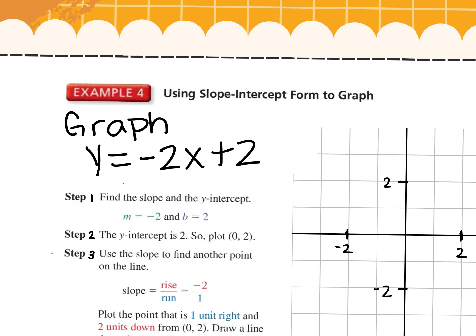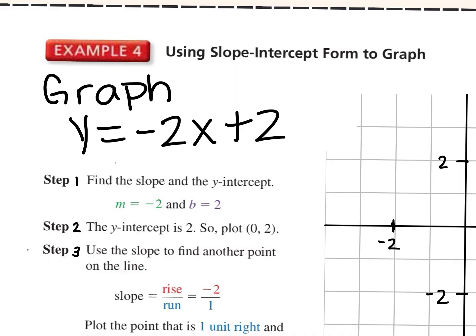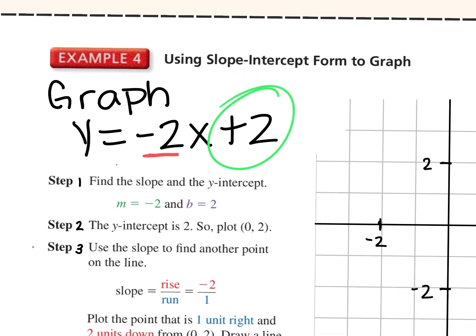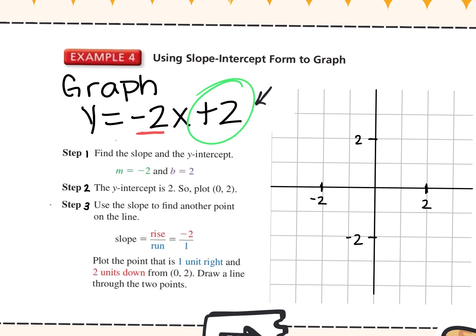So when it's in slope-intercept form, these are our steps, okay? The first thing you're going to do is look at the equation and figure out what the slope is and what the y-intercept is. So the m, the slope is -2, right? And the y-intercept is +2. Then when we actually go to graph it, you're going to first graph the y-intercept, meaning we just said the b was +2. So on the y-axis, we're going to go to +2, and we're going to put a point.